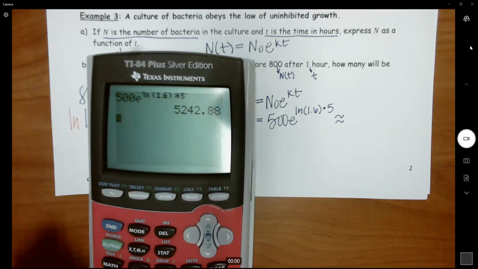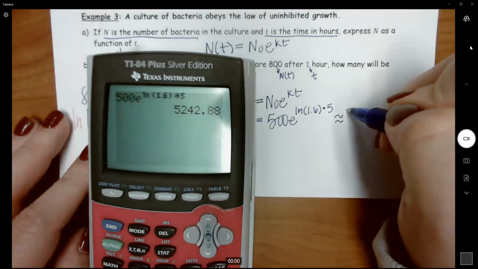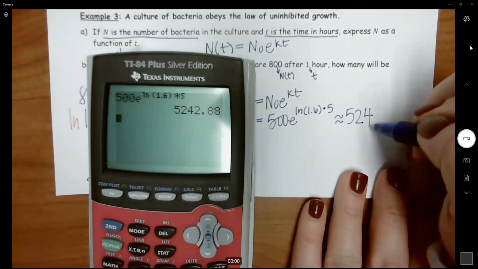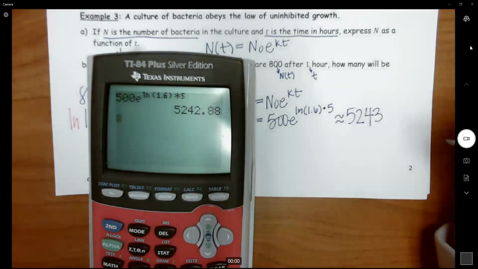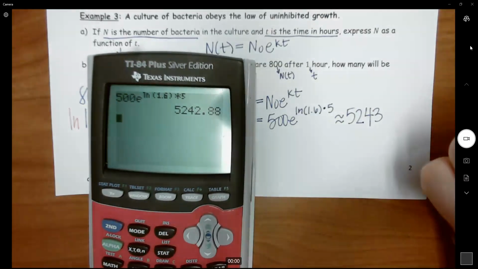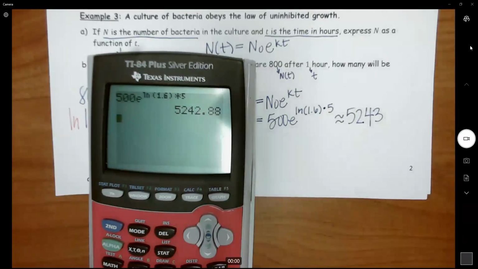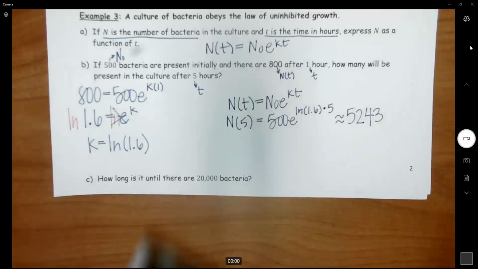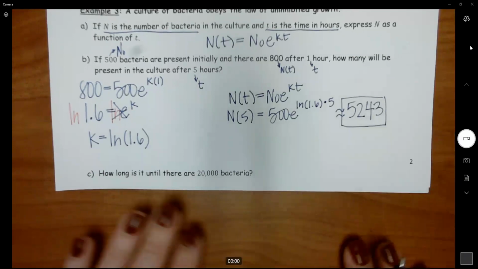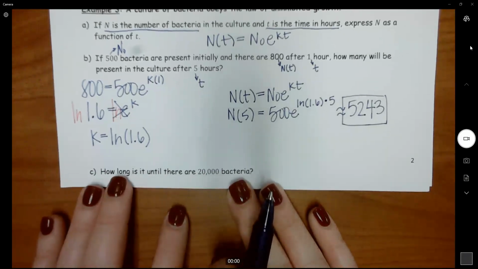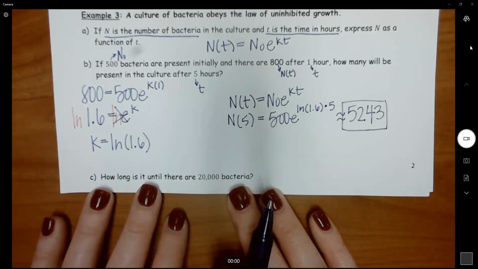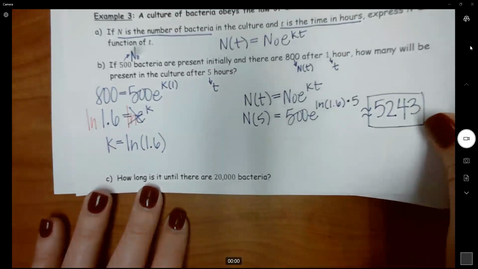So we get about 5,243 bacteria, let's just round to the nearest whole number. So that's my answer to part B. How long is it until there are 20,000 bacteria?